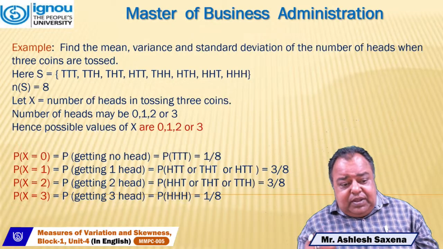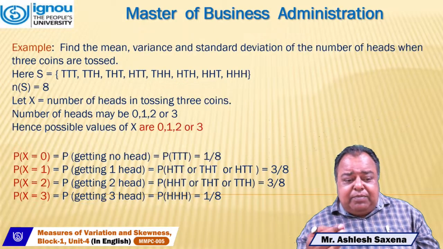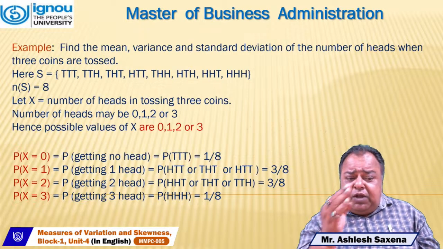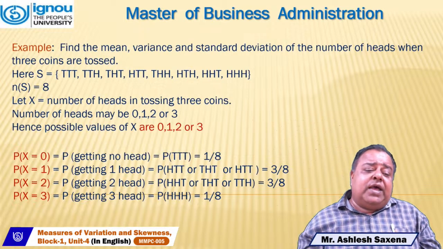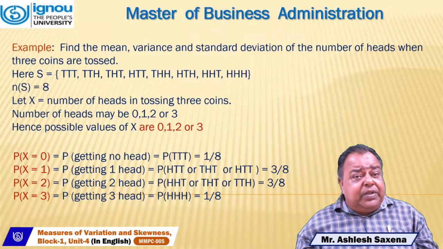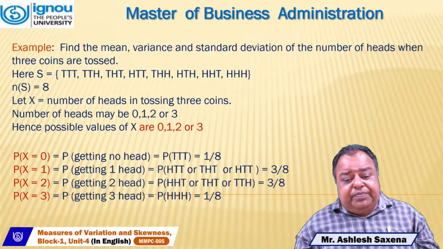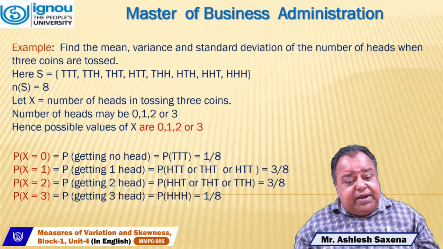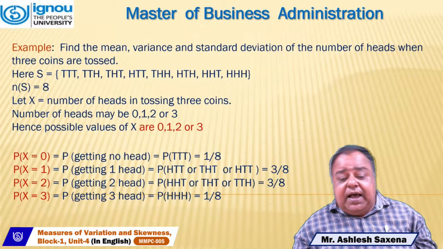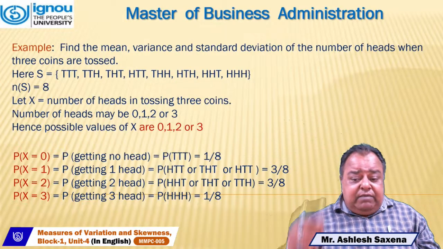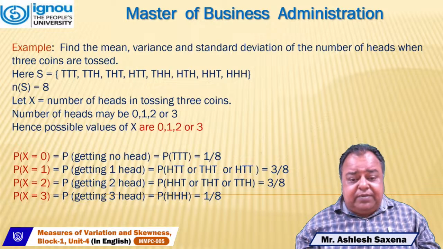Now you can see how the evaluation is done for getting the probability of no head. Looking at the sample space, there is only one outcome out of the 8 which does not have any head, that is, all 3 outcomes are tails. That is 1 by 8. For 1 head, there are 3 events where a head is there. That is 3 by 8. For 2 heads, again there are 3 events where 2 heads are there. That is 3 by 8. And for 3 heads, it is 1 by 8. When we add them up, we get 1.